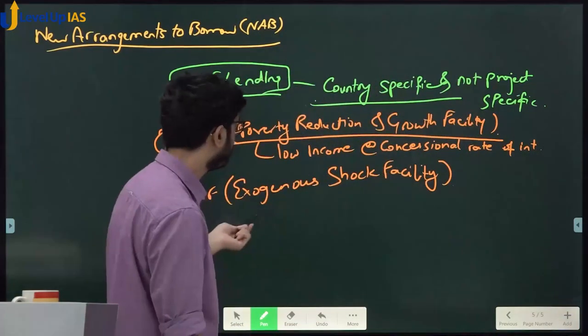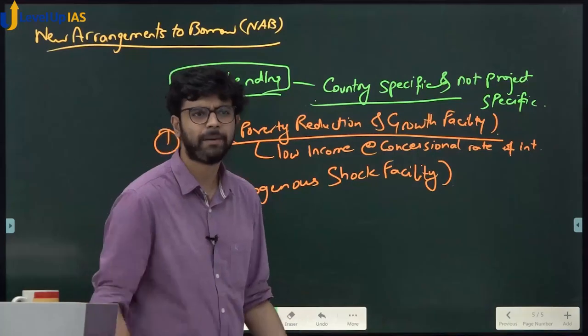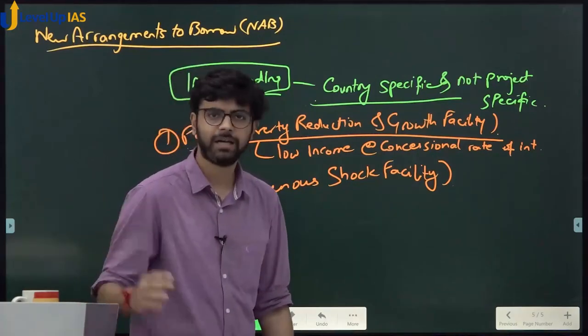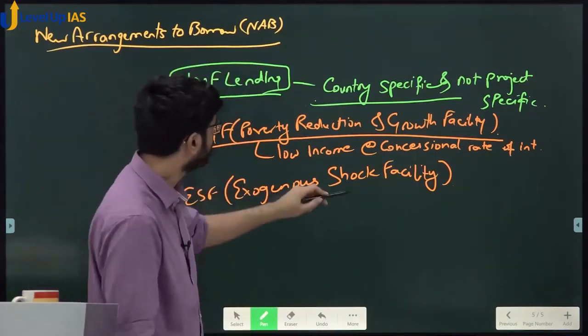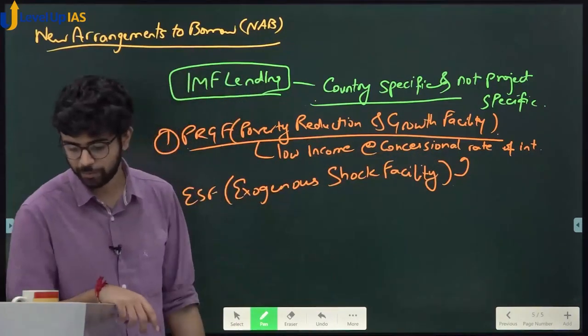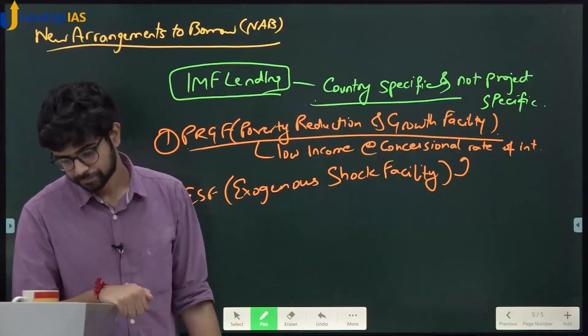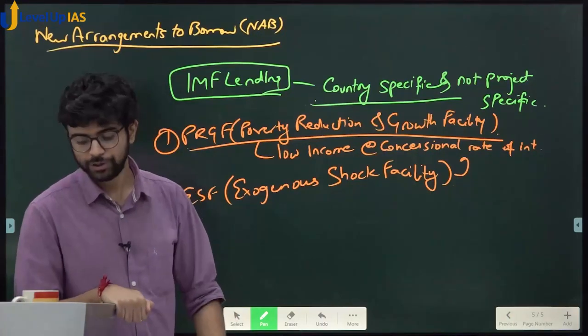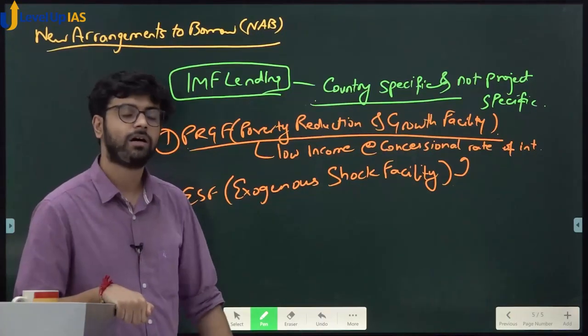See, exogenous is external shock. Something happened, war happened, or natural calamity happened. Exogenous shock facility. It is also same as this, low income and concessional rate of interest. Because obviously, you cannot protect this. ठीक है?